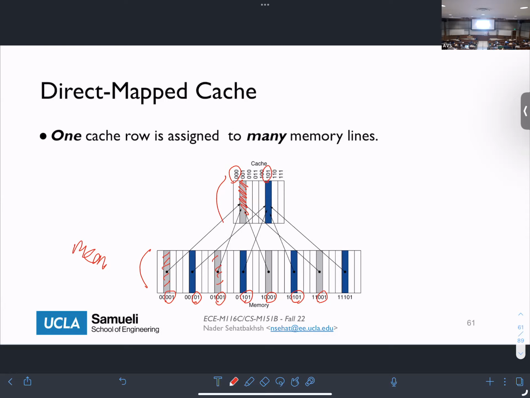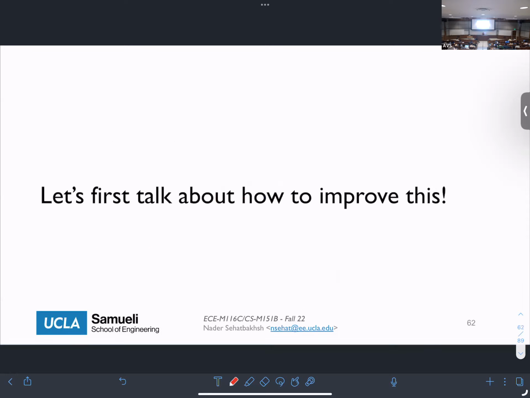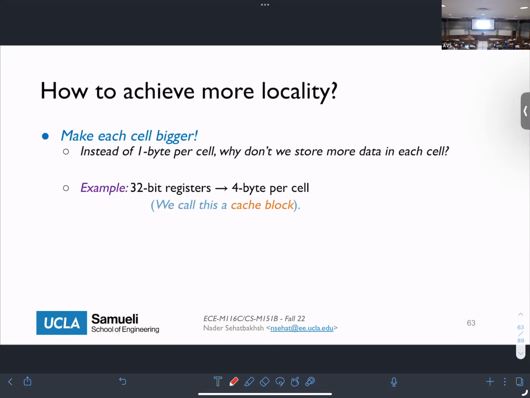We basically take the lowest bits as the index. How many indices we have depends on how many entries we have in our cache. And then we store the rest as a tag into those entries. And that's very simple, and we call that a direct map cache. Let's talk about how we can now improve this before actually jumping into the different strategies for storing things.